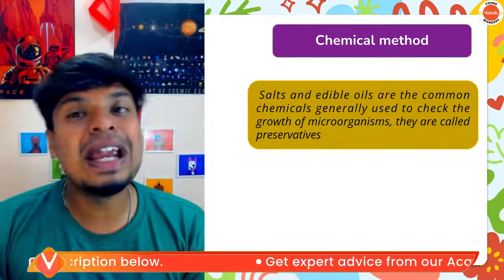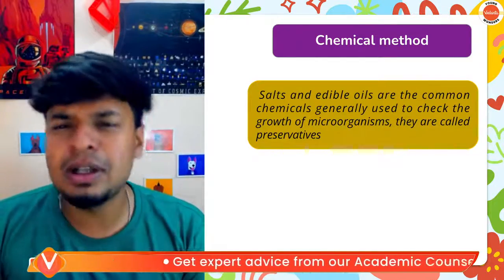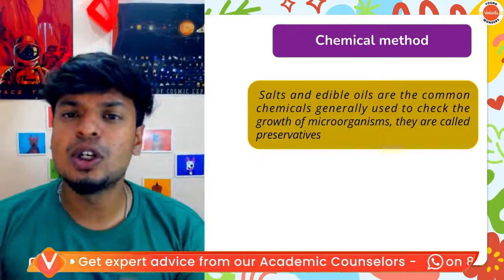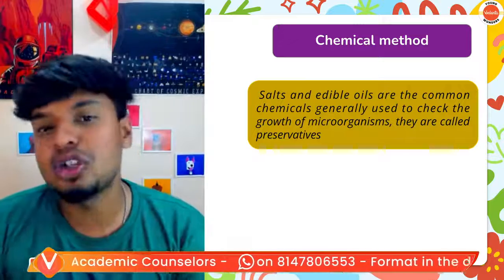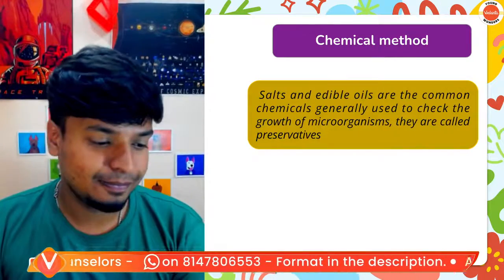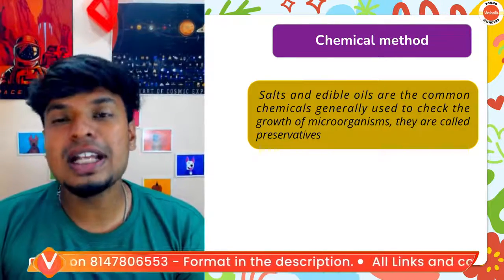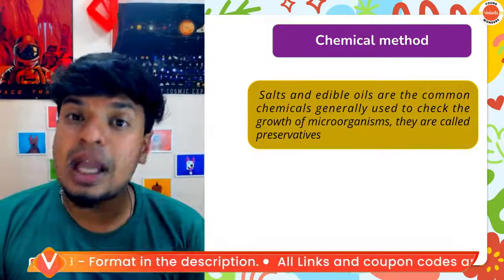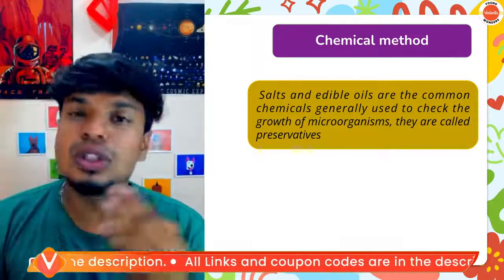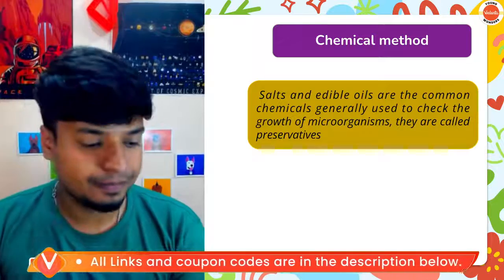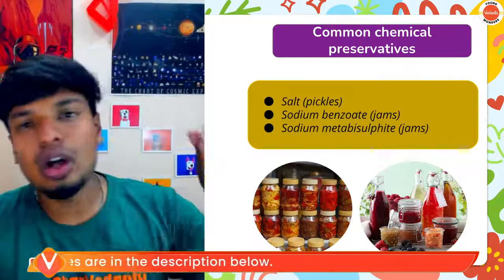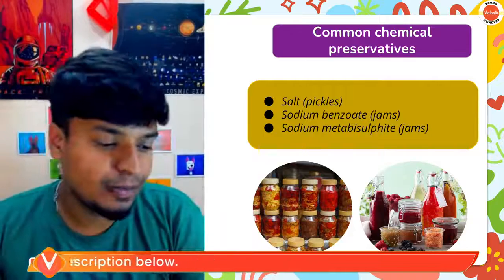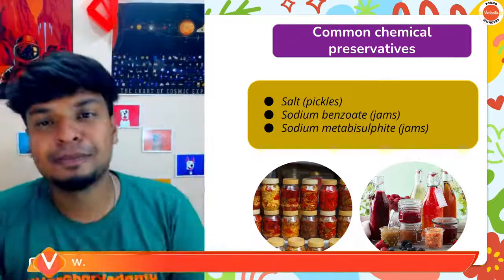Salt and edible oils are some of the common chemicals that we generally use to preserve food items, because microorganisms cannot grow that much in salt and oil. They're called preservatives. We also use certain chemicals, like sodium benzoate and sulfate, to preserve food. All these chips, Maggie, you all eat, right? Those all have chemical preservatives. So next time you eat them, check it.